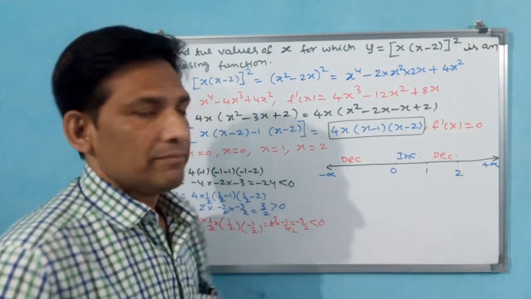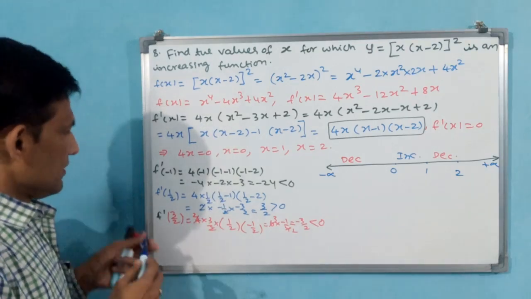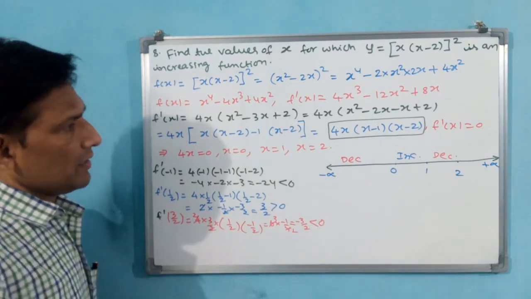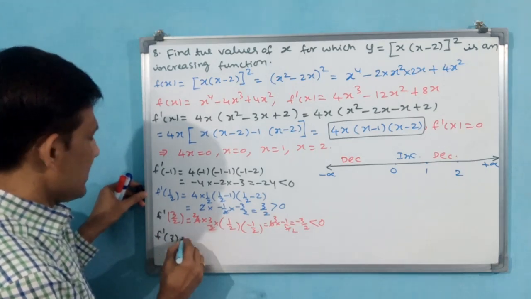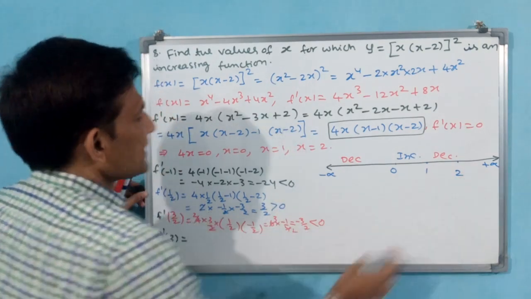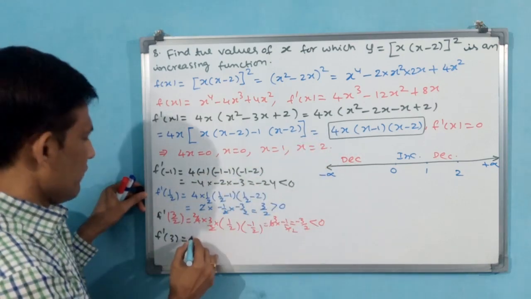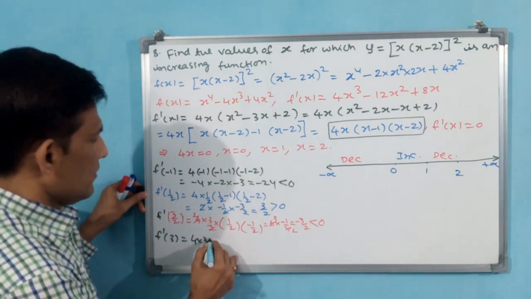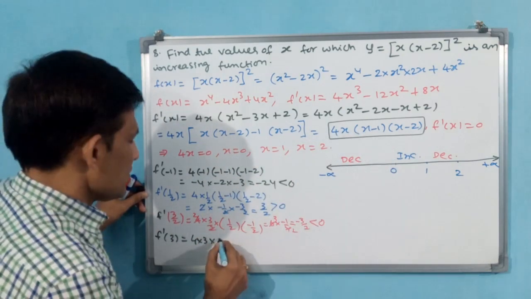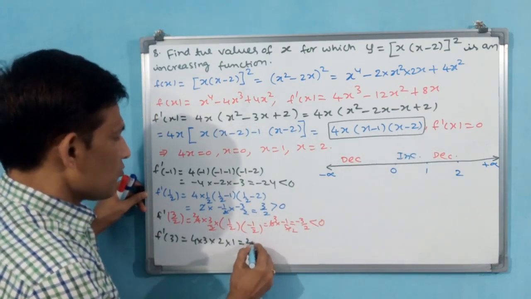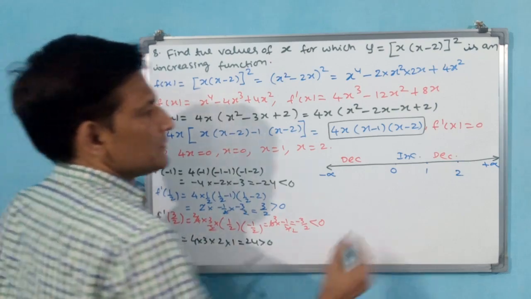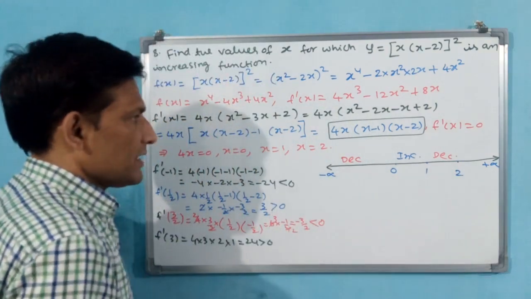Now we take 3. Then this will come increasing. F dash 3 is equal to, why? Because greater than 2 we have to take 3. 4 into 3 into 3 minus 1 is 2 into 3 minus 2 is 1. 12 into 2, 24 is greater than 0. That means here what will come? Increasing.